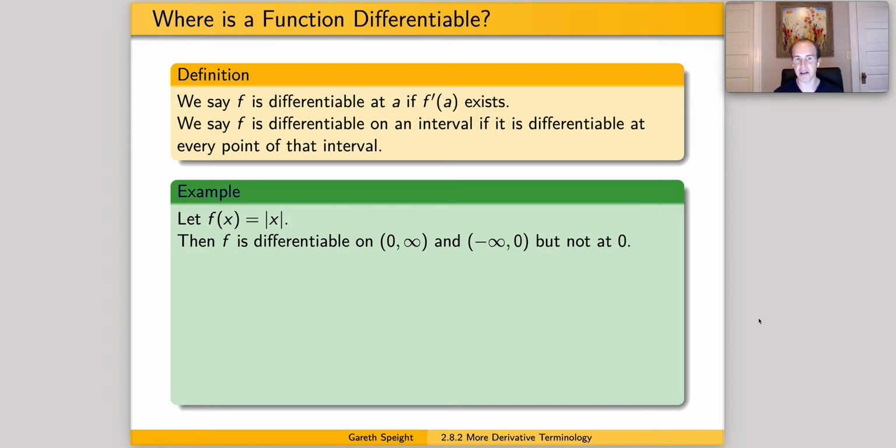For instance, if x is bigger than 0, then the absolute value of x is just x. Taking the derivative is the same as taking the derivative of x. It's going to be 1. Similarly to the left. But what about at 0? Let's try to check what happens at 0.